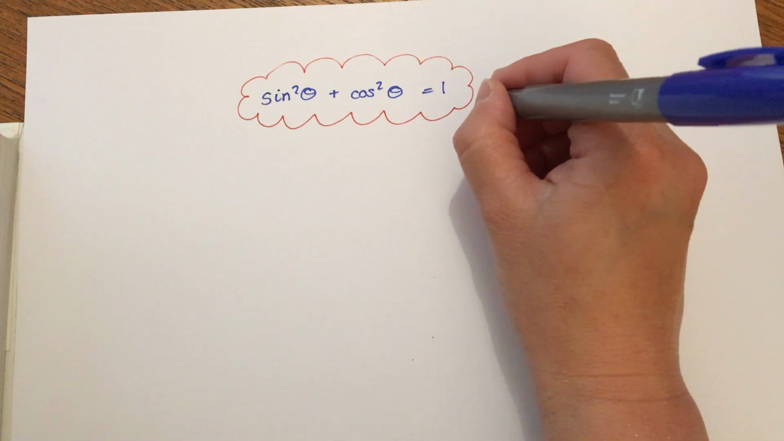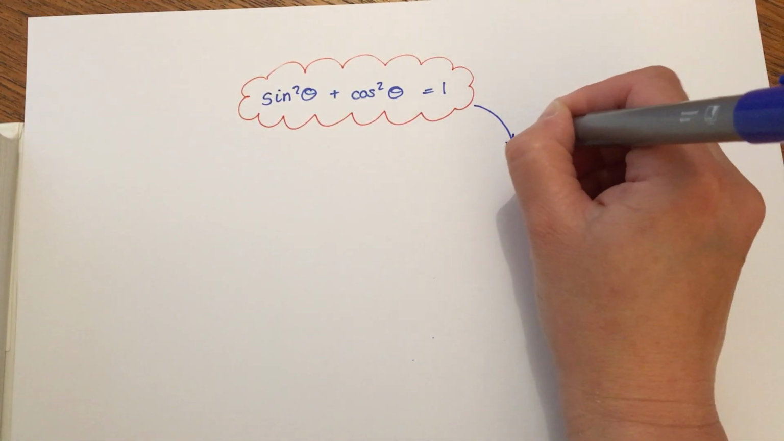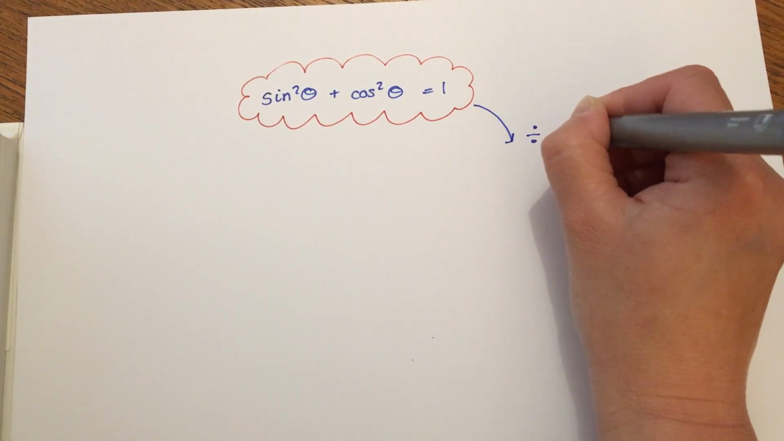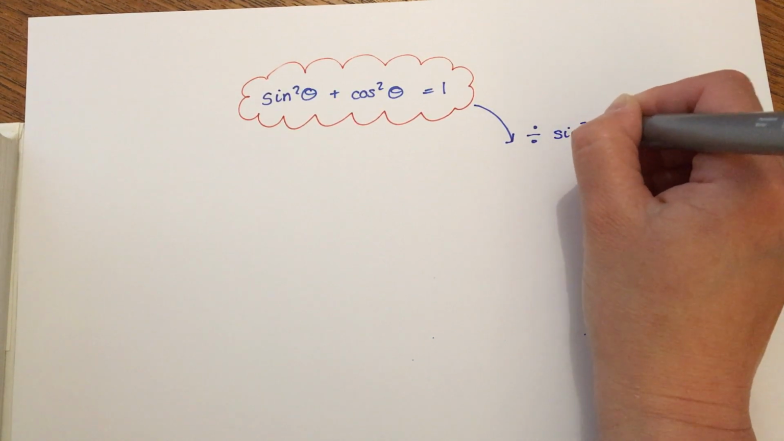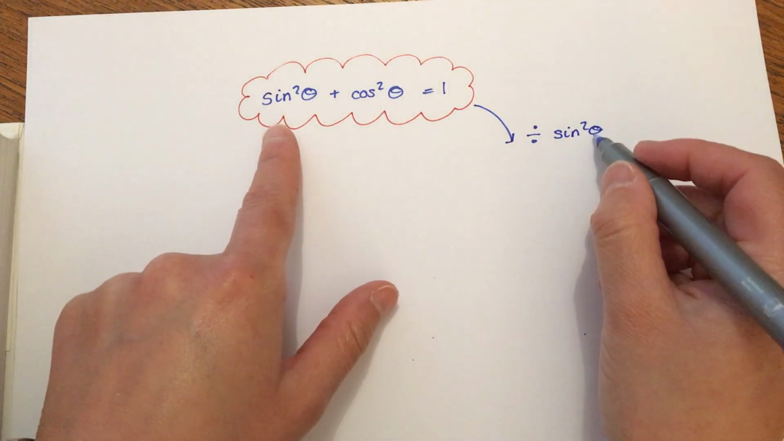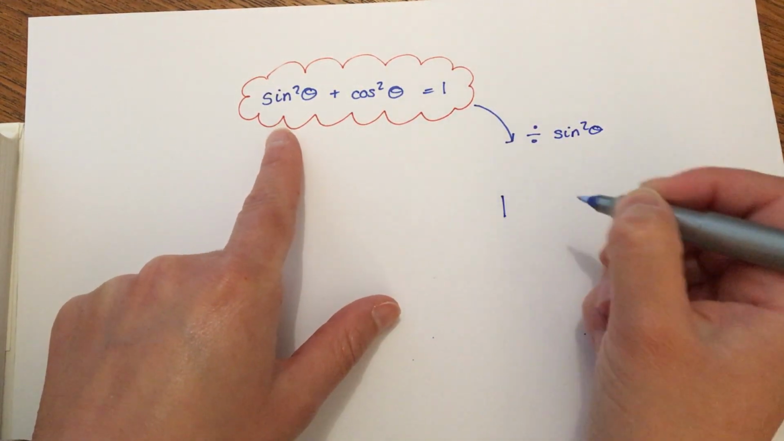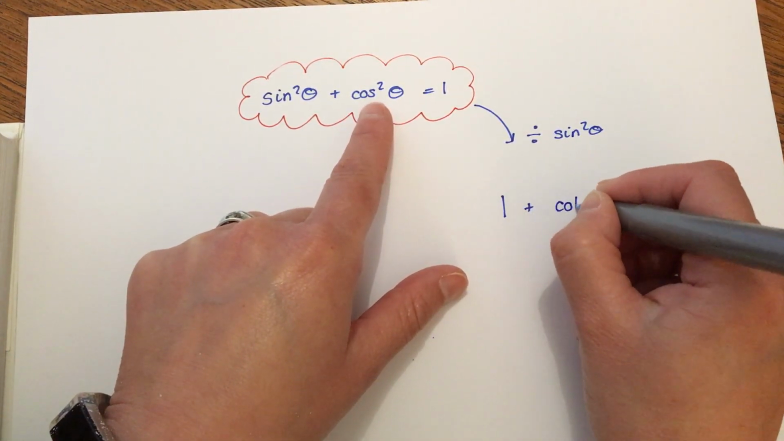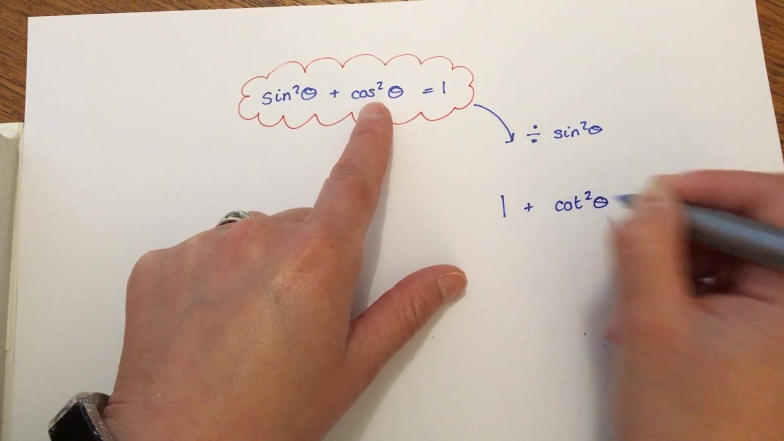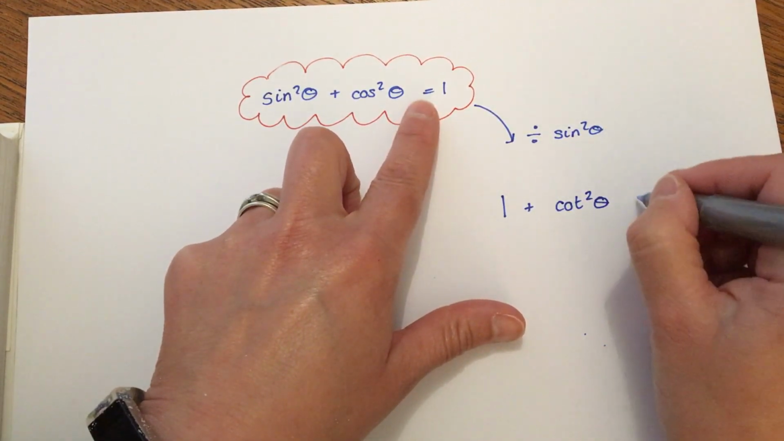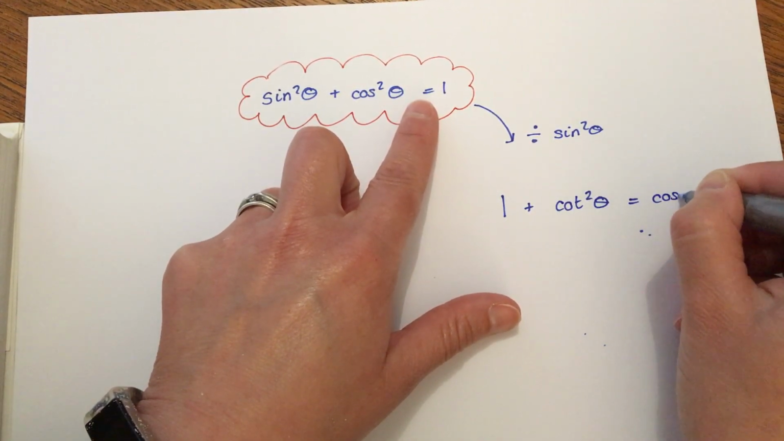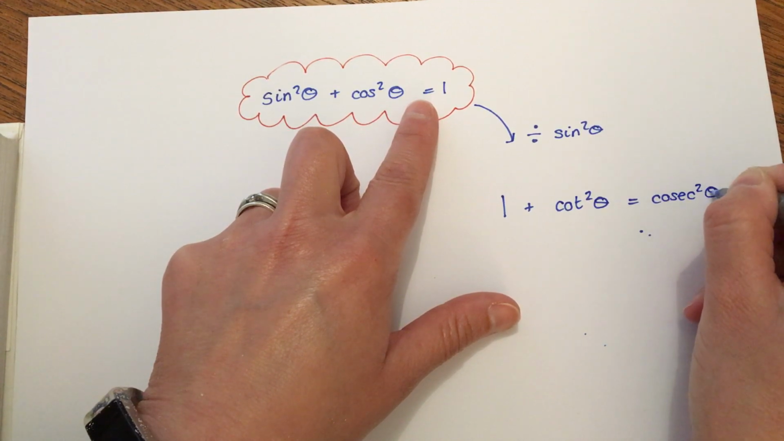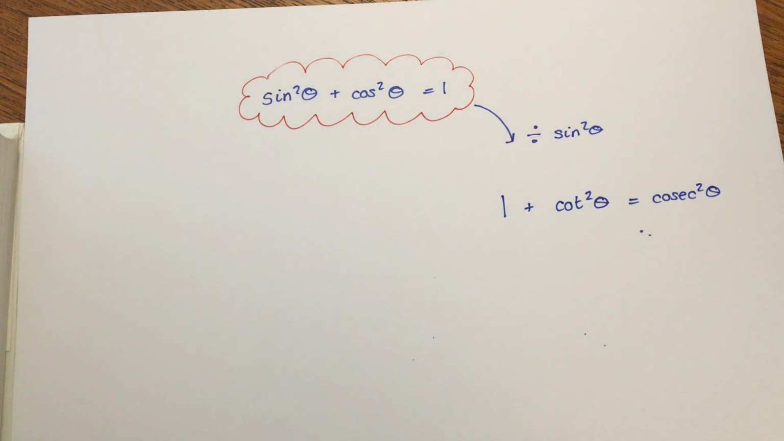The first way we can do it is if we divide this expression by sine squared theta. Sine squared divided by sine squared is 1. Cos squared divided by sine squared is cot squared. And 1 divided by sine squared is cosec squared. So there is a brand new trig identity.